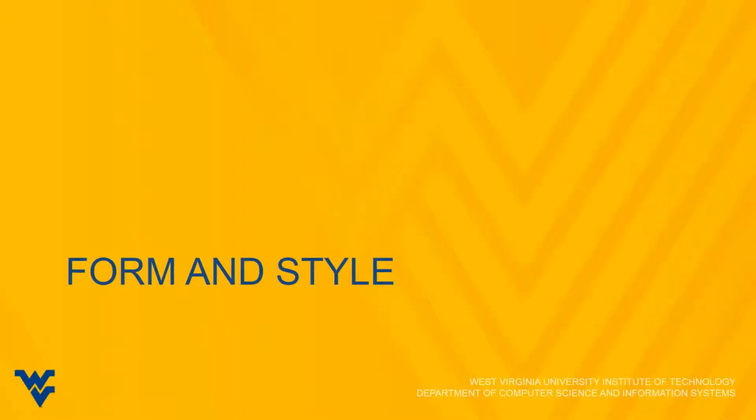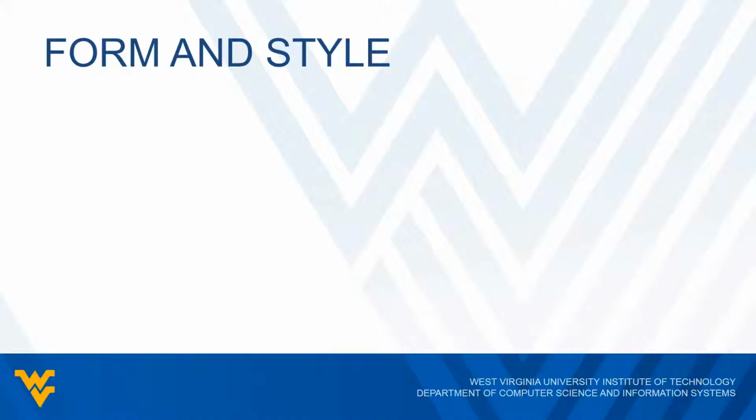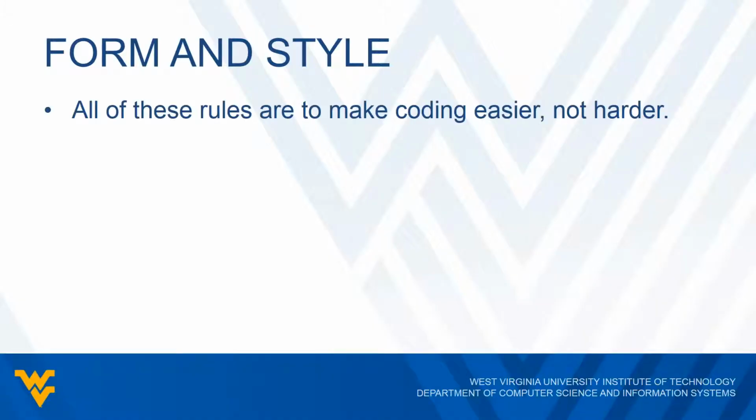We'll now take a look at a couple of rules that help improve the form and the style of our code. All the rules that we're going to talk about here are to make coding easier, not harder. We want to make it easier to read. We want to make it easier to follow. So if we don't follow these rules, our program will still compile and run just fine. The computer will understand it perfectly, but it may be more difficult for us to understand.